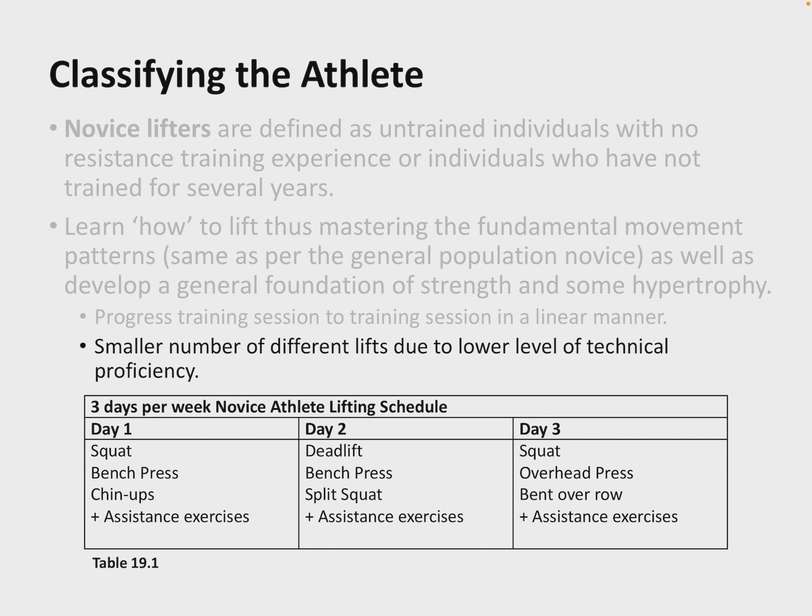And it's probably a good idea for a novice to not do too many exercises. So as you can see in this table, table 19.1, there are 3 main exercises: our squat, bench press, chin-ups, plus assistance exercises. So you may only have 2 or 3 assistance exercises for a total of 5 or 6 different exercises on each training day. That's probably plenty for a novice to make sure they are doing the exercises correctly.